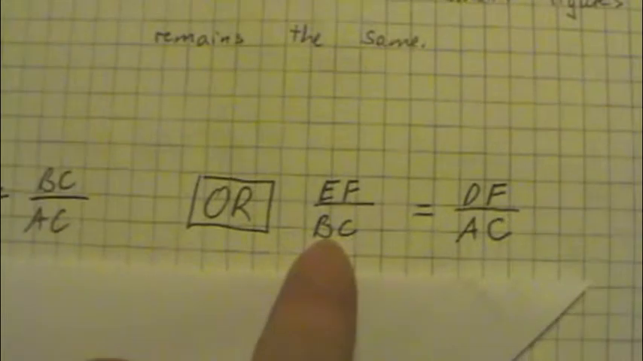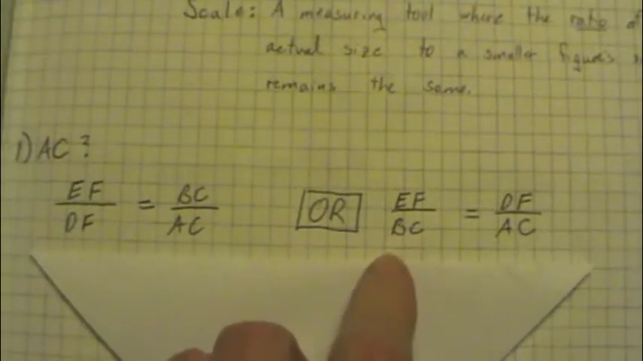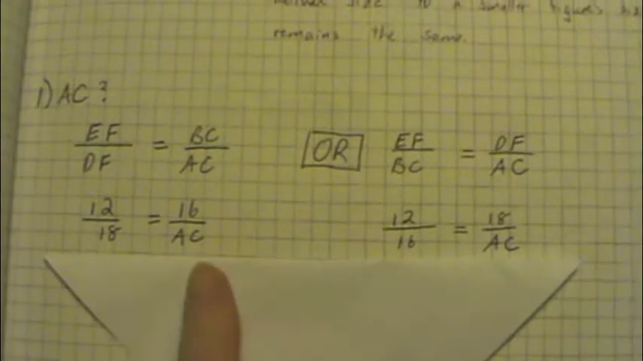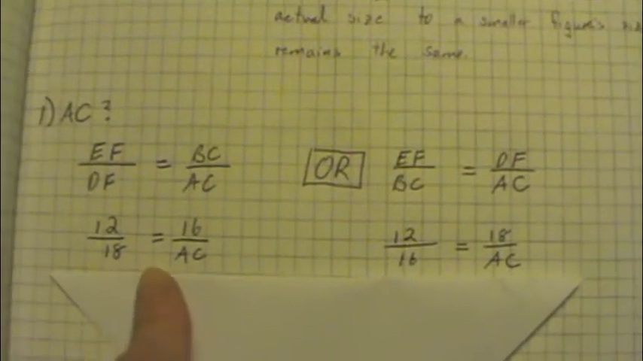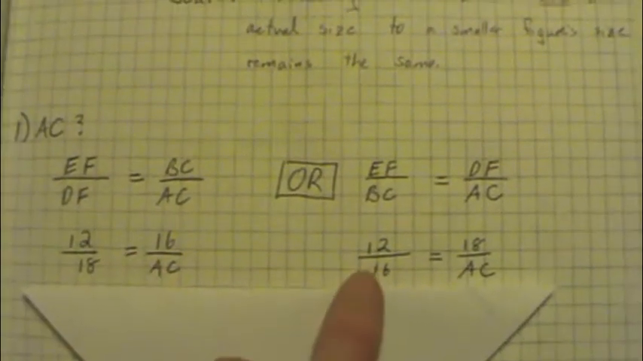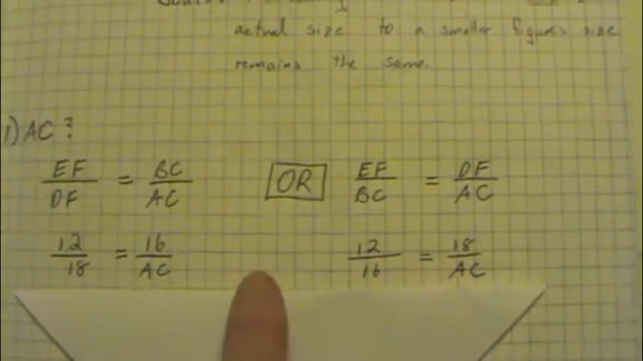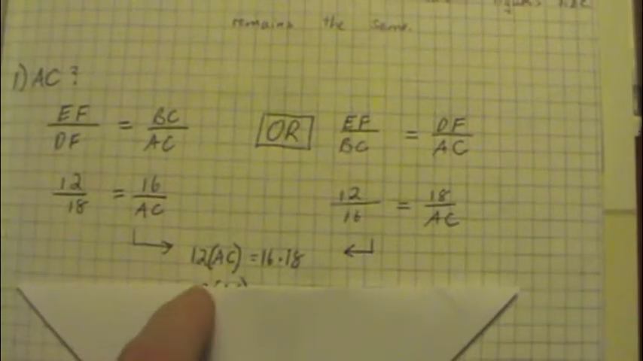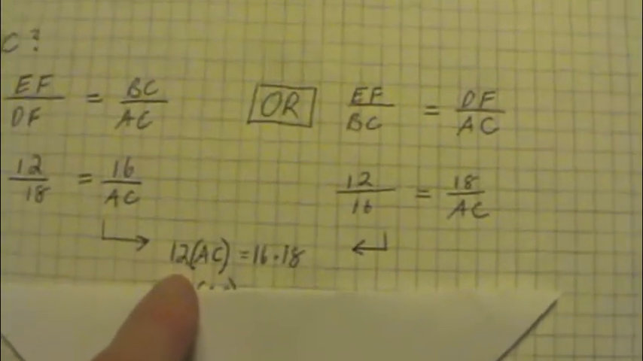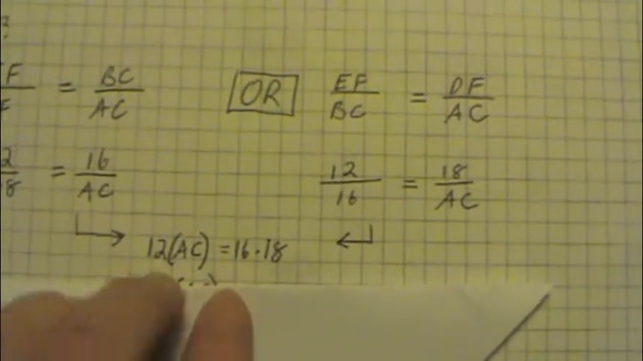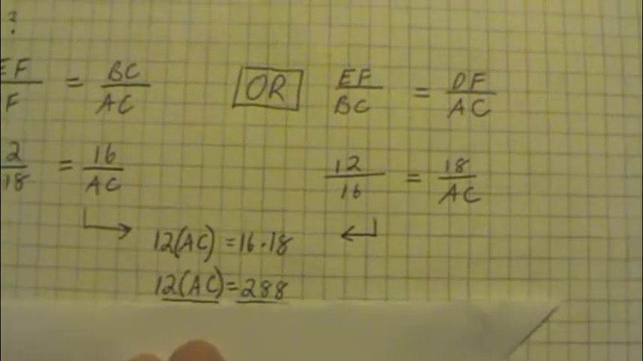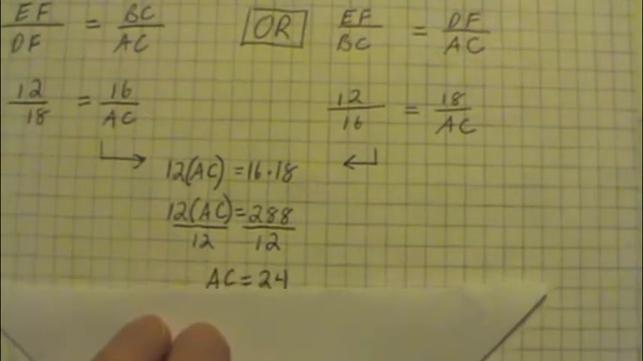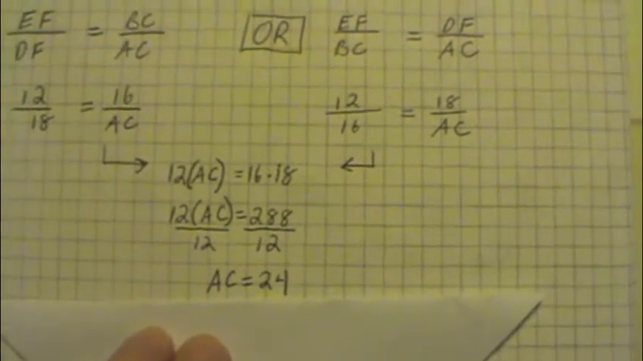Now, something kind of cool happens. No matter which way you set this up, put your numbers in. 12 over 18 equals 16 over AC on this side, or 12 over 16 equals 18 over AC on this side. No matter which way you set it up, once you cross multiply, you end up with 12 times AC equals 16 times 18, which gives you 12 times AC equals 288. So you divide by 12, and AC is equal to 24.